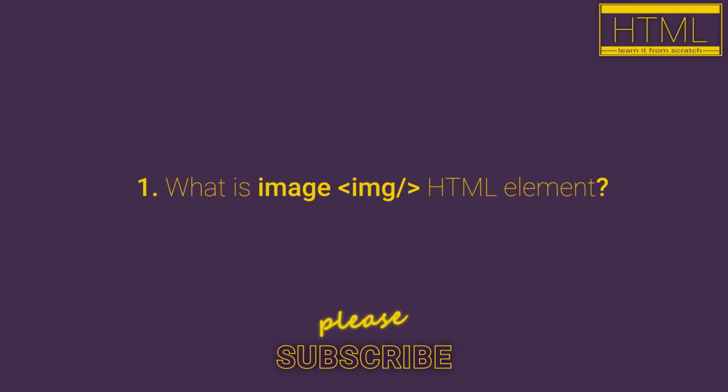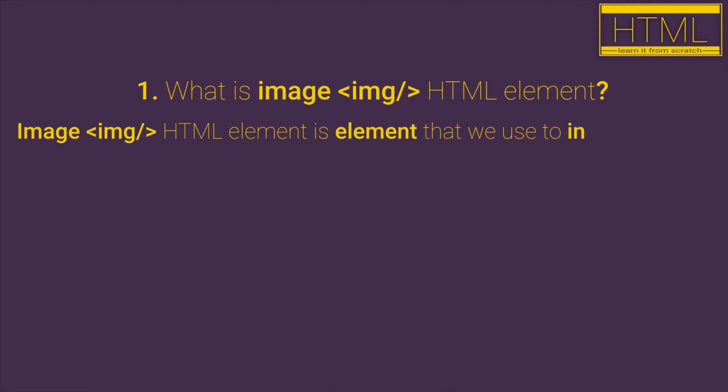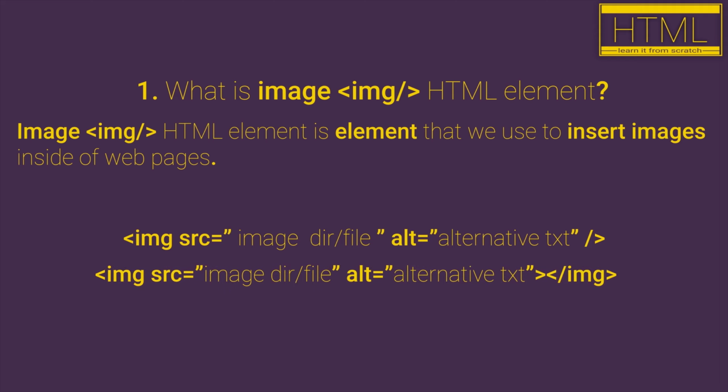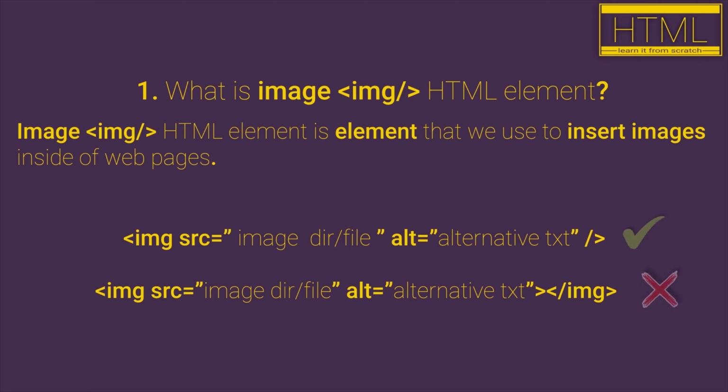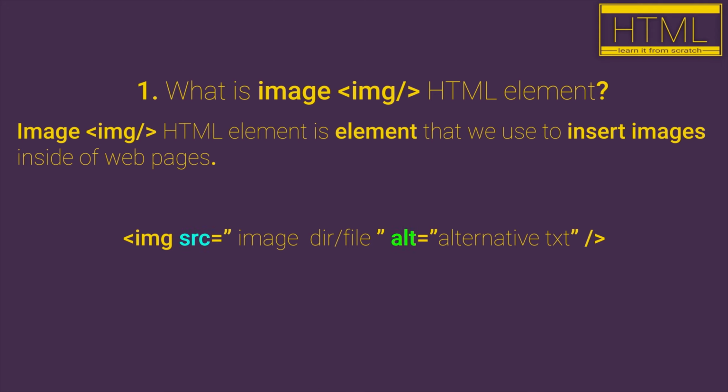What is the image HTML element? The image HTML element is the element that we use to insert images inside of our web pages. The image HTML element is an empty or self-closing HTML element, which means that it contains only one HTML tag. Inside of our image HTML element, there are two important HTML attributes.